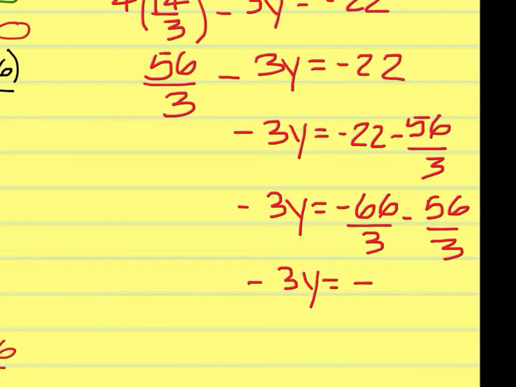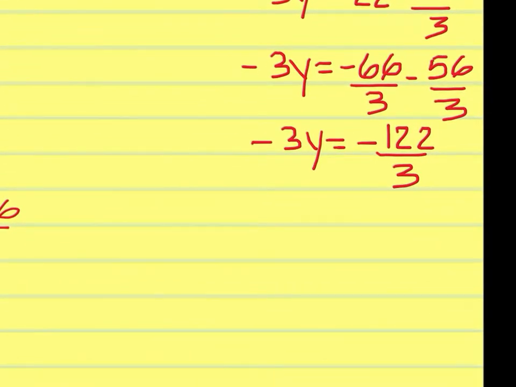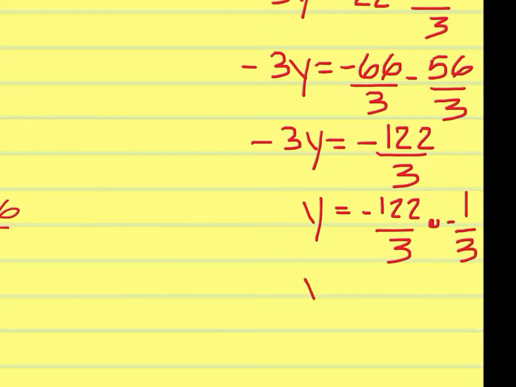That would give you a negative 122, I believe. I'll double check that. Yeah, negative 122 over 3. And you would have to divide that by the negative 3. So negative 122 over 3 divided by negative 3 is the same as multiplying by a negative 1/3. So you get a 122 over 9.